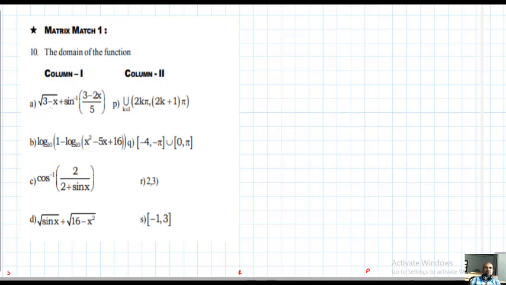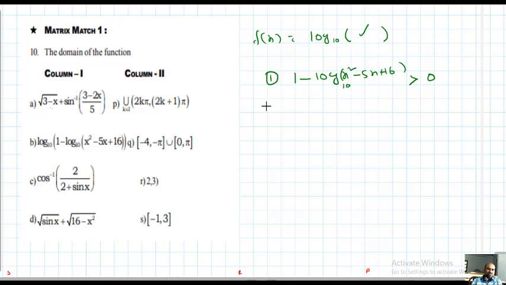Okay students, next one, second problem. Logs are involved, so we should take care of that. F of x equal to logarithm of 10 something. First of all, this something should be greater than 0, that's the first condition. It is 1 minus logarithm of x square minus 5x plus 16 to the base 10. This should be greater than 0. Second condition: another logarithm is involved, so x square minus 5x plus 16 should be greater than 0. Their intersection is the solution of the problem.